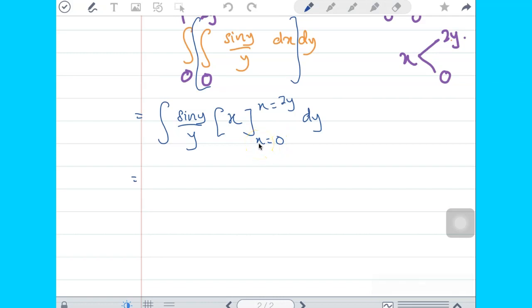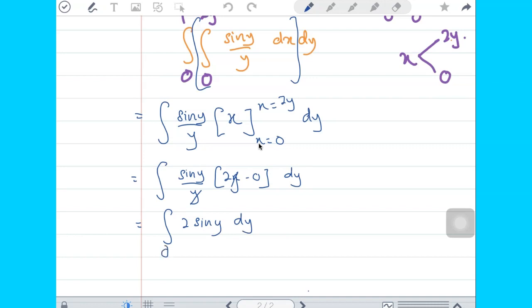Okay, so now when you substitute, sine y over y still there, then you have 2y minus 0, dy. And it looks like we can simplify, right? So you have 2y, y cancel out, just 2 sine y dy, from 0 to 1. So ask yourself, can we just directly integrate? Because the y over here is gone. Yes, of course, you can integrate sine. What is the integration of sine? Minus cos, right? Minus 2 cos y.